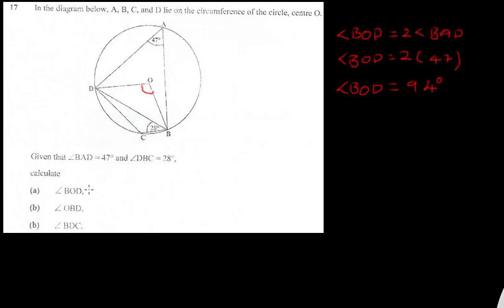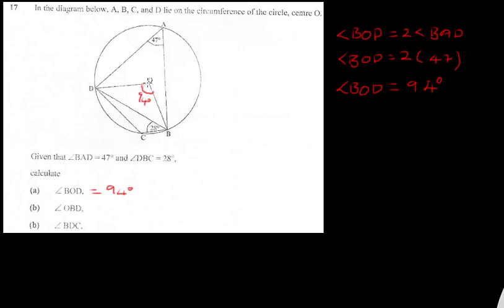So therefore we have our angle BOD being equal to 94 degrees. And the next one that we have is angle OBD. Well, OBD is a triangle. Do you see that? ODB, OBD, we have that triangle.